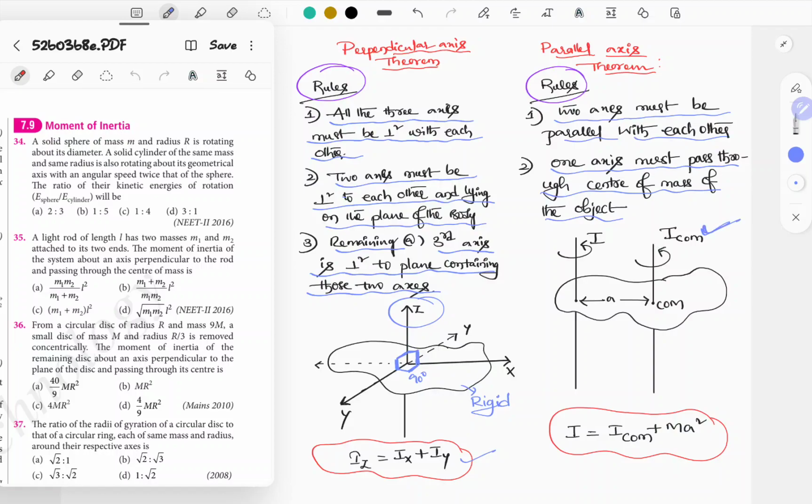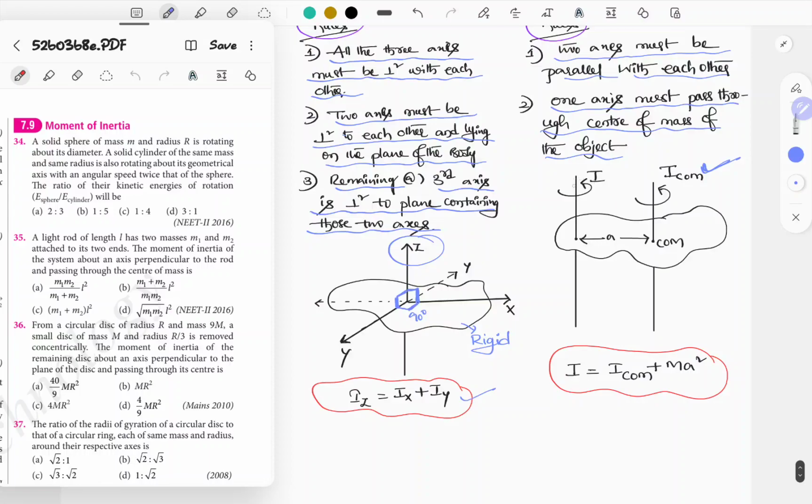Look at this. Next, how to find the moment of inertia about this axis? Then I is equal to I center of mass plus ma square. What about a? What is the meaning of a? Here a is defined as the perpendicular distance between those two axes. a is the perpendicular distance between the parallel axes. We can write down the points. So it is the perpendicular distance between parallel axes. Is it clear?